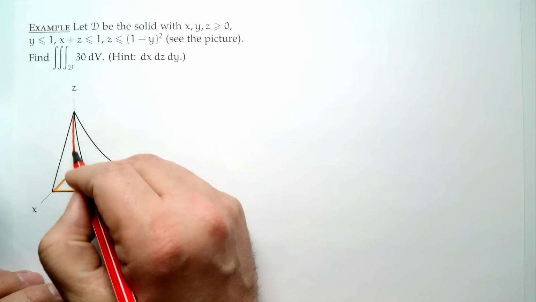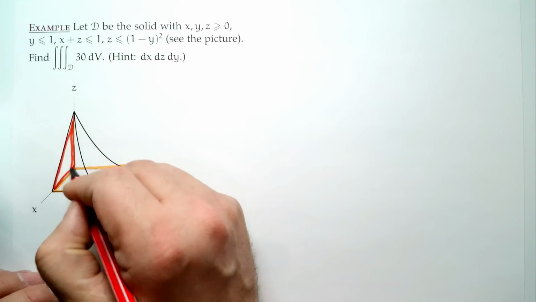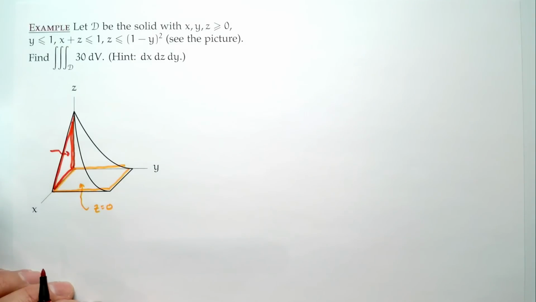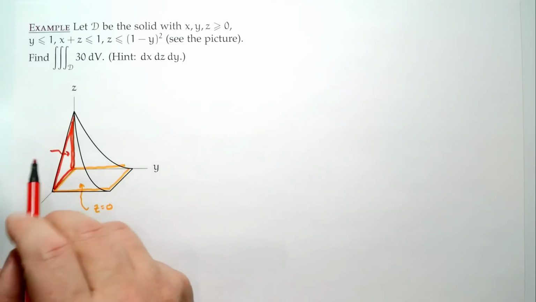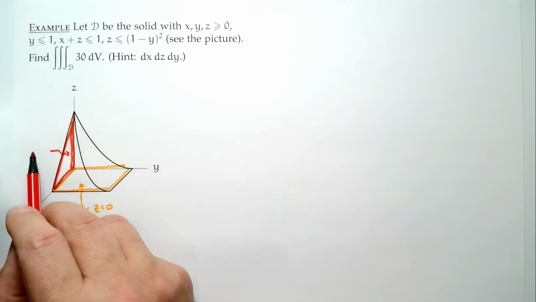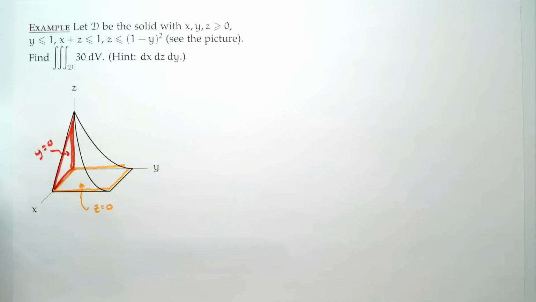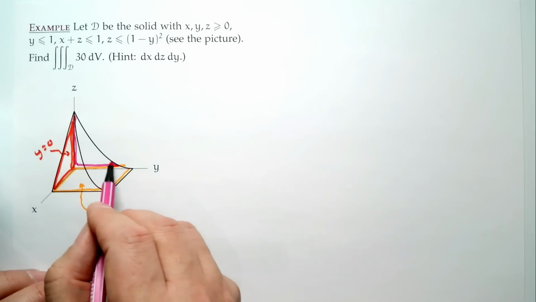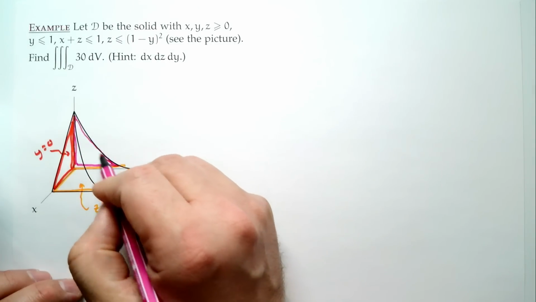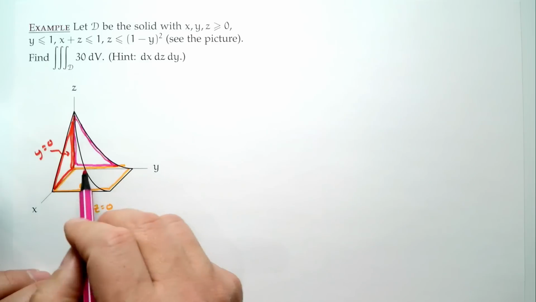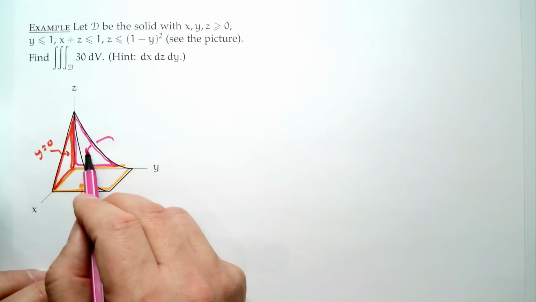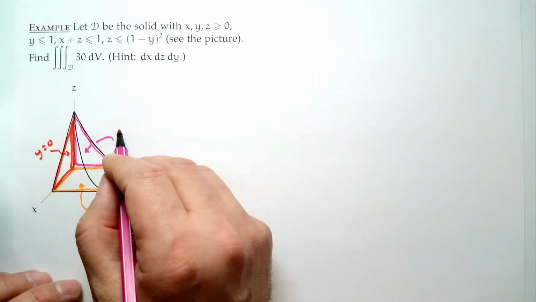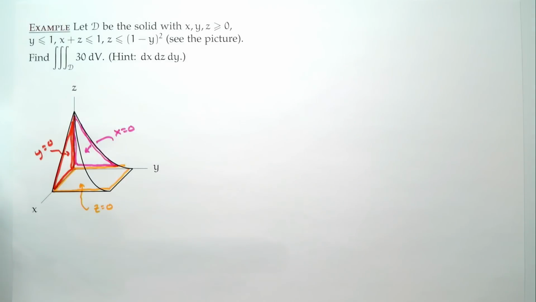What is this side here, this triangle? It's in the xz plane, so that's y equals 0. All right. In the back, I have this shape. What's this one? That's x equals 0. All right. That's 3 of my surfaces. Now let's see about the other 2.